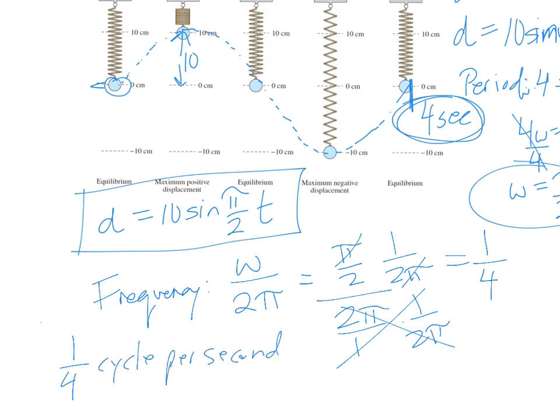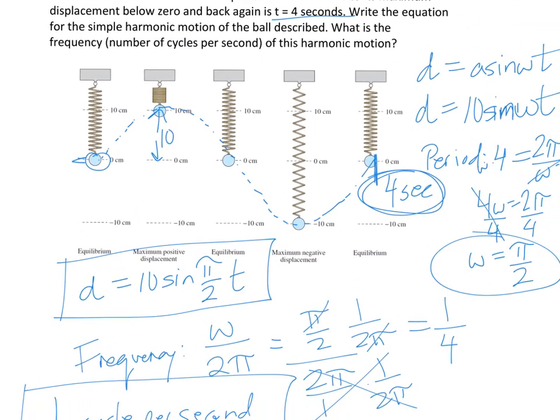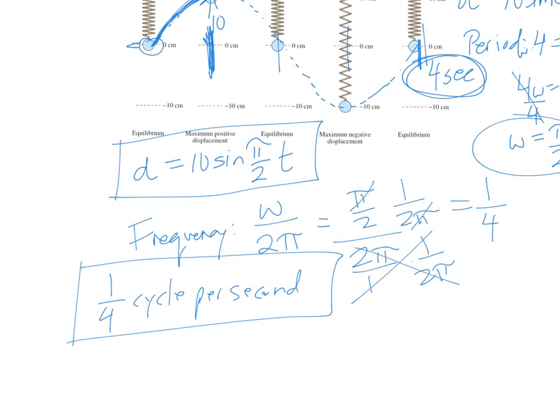And that should make sense, because frequency just means how many cycles per second. Well, this is 1 second, 2 seconds, 3 seconds, 4 seconds. At 1 second, how many cycles do you have? Well, this is just a quarter of the cycle. So that's why we have 1/4 of a cycle per second.